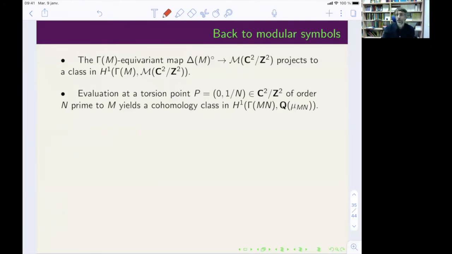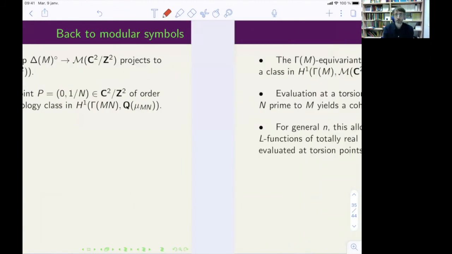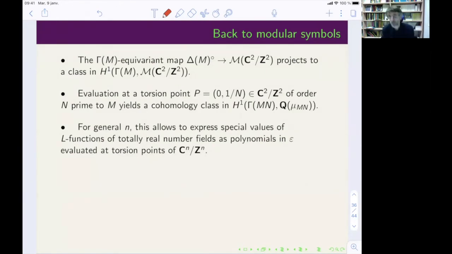Then you evaluate the cotangent function at torsion points so that you get some element in the cyclotomic field Q of mu_m n. And in that way, you get a cohomology class. So when you work with SL2Z, it's a cohomology class of degree one. But in general, you will get a cohomology class of degree n minus one.